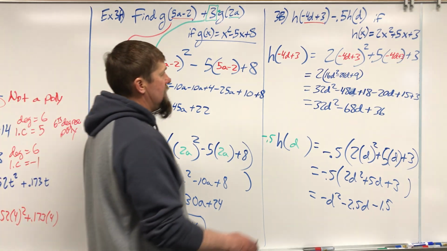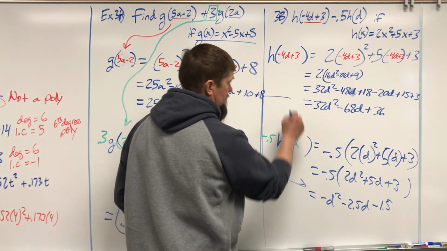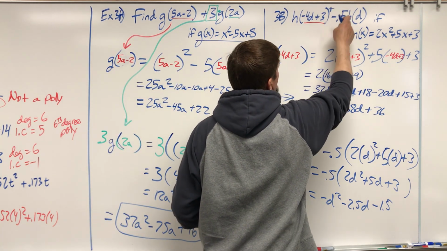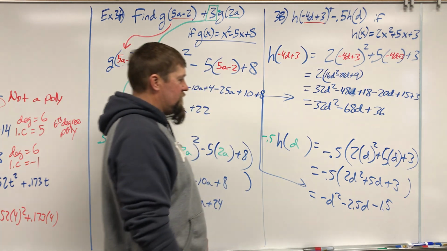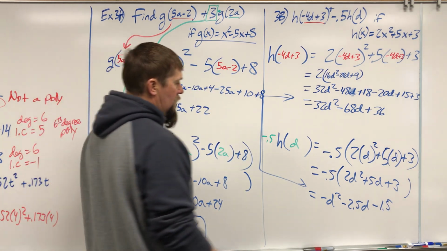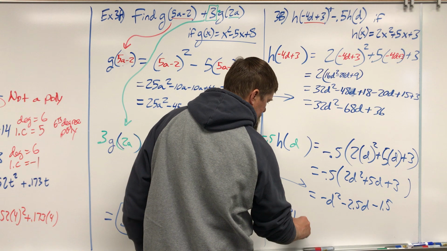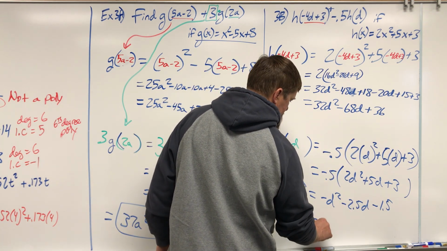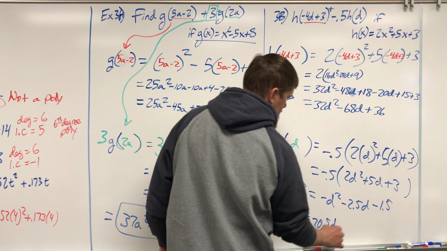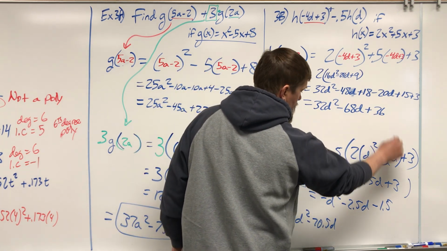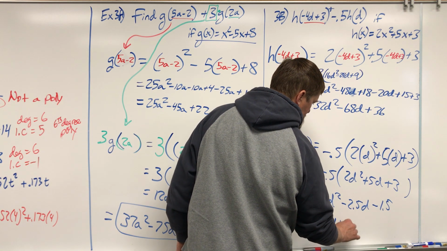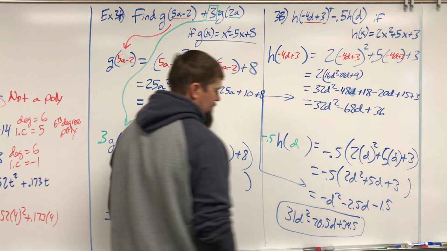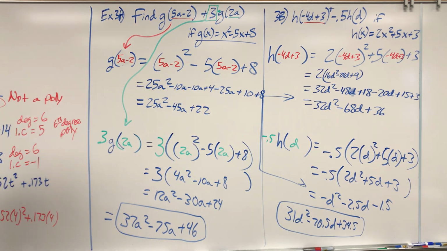Now I'm going to add like terms between these two because I'm supposed to add those. Remember, this is adding a negative times that, so we're just going to add those up, and we end up with 31d squared minus 70.5d, 36 minus 1.5 is plus 34.5. And there is my final answer, just like this was my final answer over here.